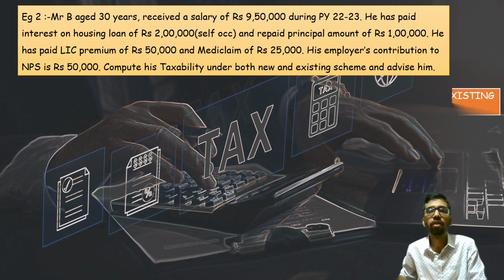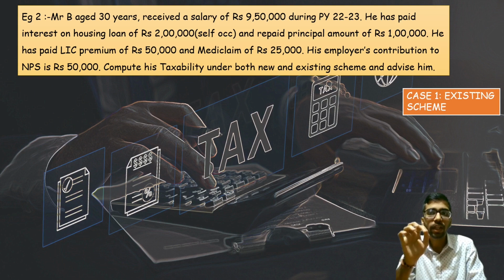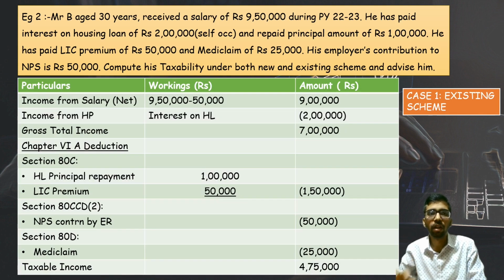Next, first of all, we'll look into the existing scheme. Income from salary is 9.5 lakh minus 50,000 standard deduction, that is 9 lakh. Income from house property: he has paid interest, so that interest portion will be available for set-off provisions, that is 2 lakh. Gross total income is 7 lakh.